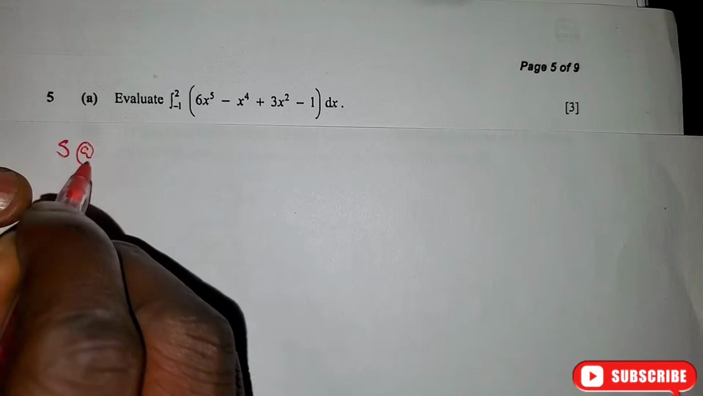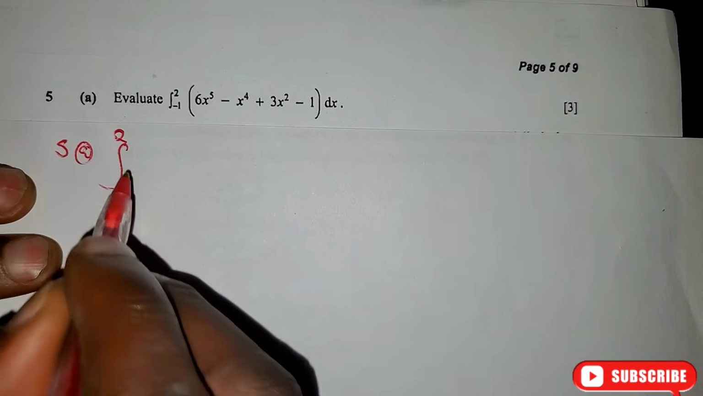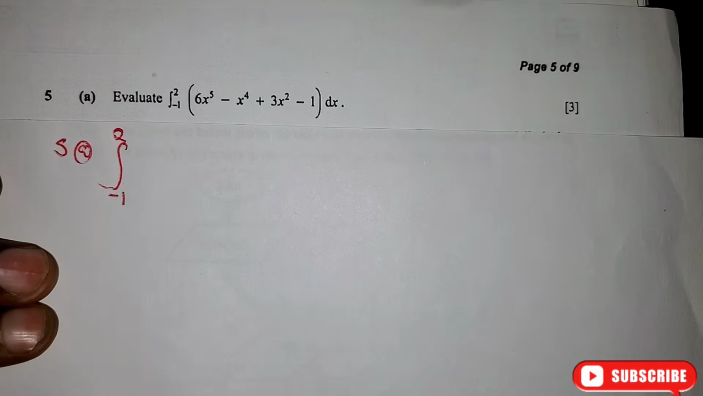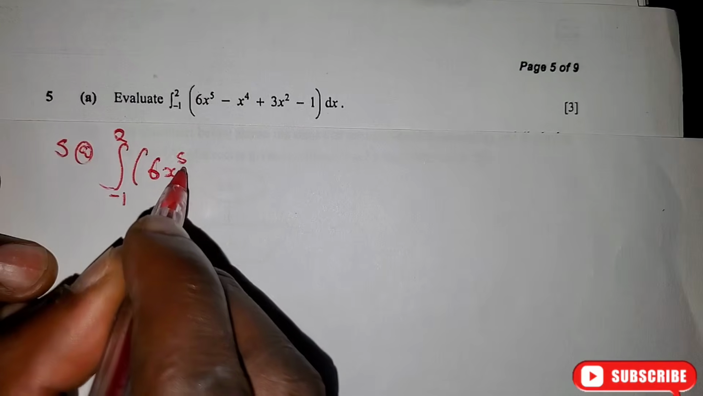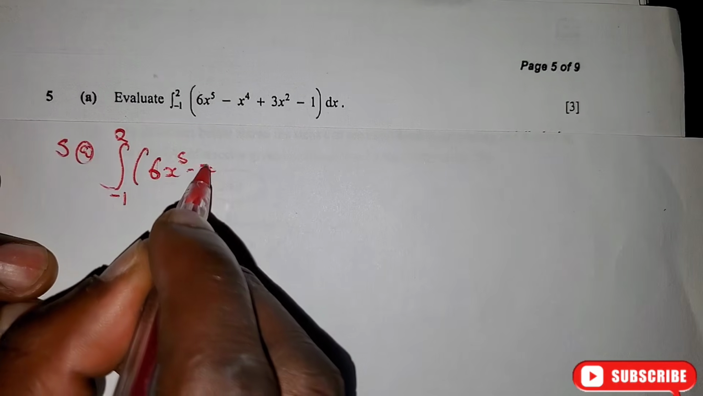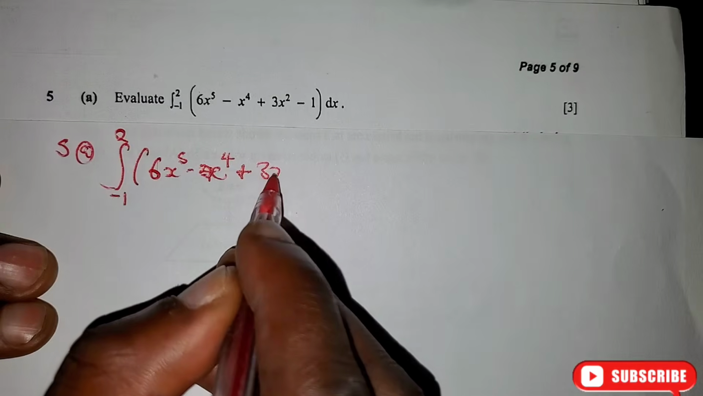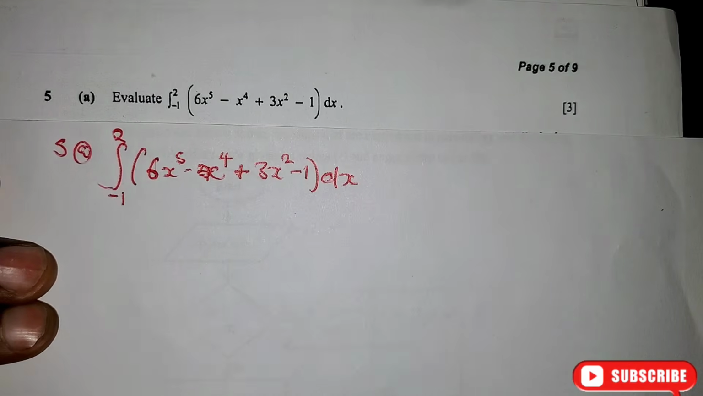So this is question 5a. We are asked to evaluate the integral, where the upper limit is 2 and the lower limit is negative 1, of (6x to the power 5 minus 4x to the power 4 plus 3x to the power 2 minus 1) dx.